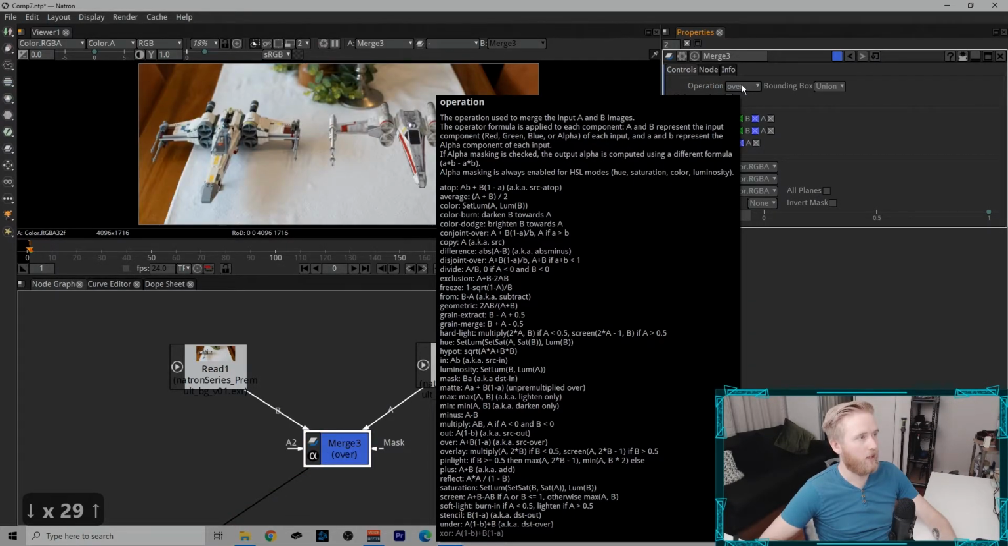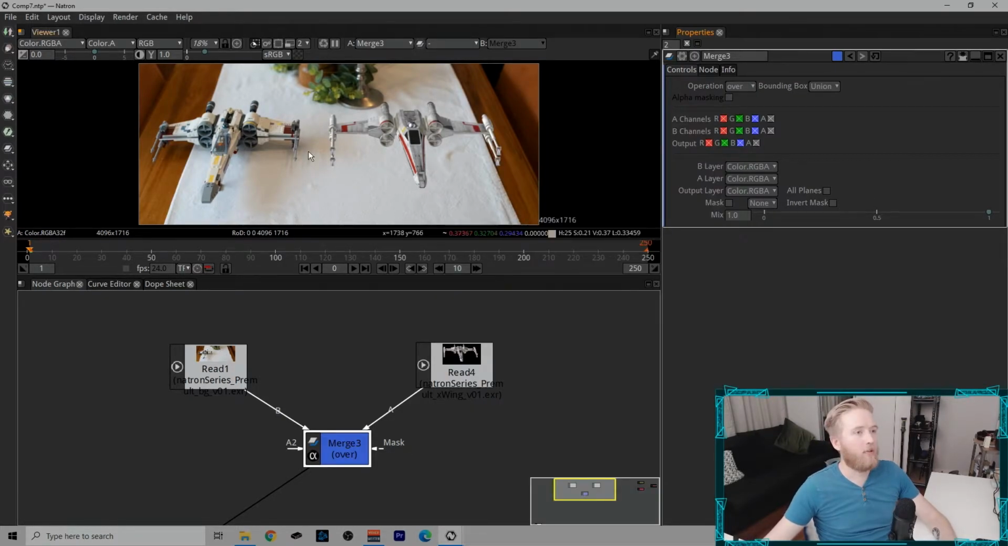So we go, oh yeah, well that looks pretty good. Oh, it's the over. Okay, cool, so I'll use an over. Okay, and to round this video out, I'm going to look at the rest of the knobs that are in this node and what they do. So we've looked at the operation in great depth.